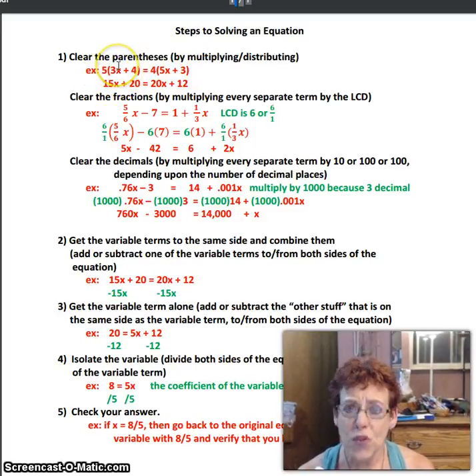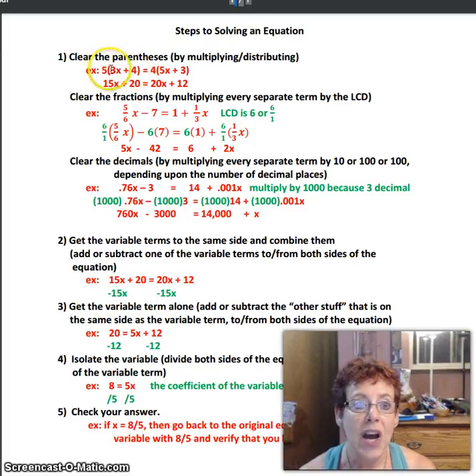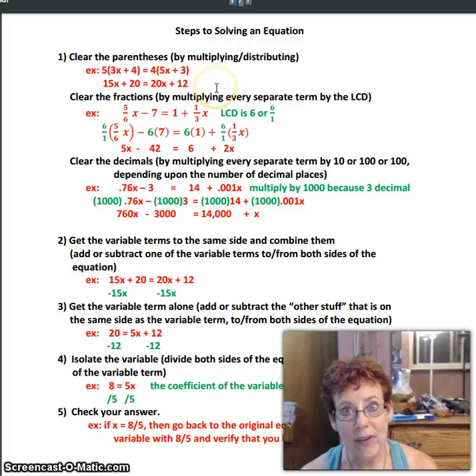Remember, we only distribute if there is a binomial or trinomial, a polynomial, separated by a plus or a minus sign. If this was 5 times 3x, we would not distribute the 5 to the 3 and the 5 to the x. We only distribute when there exists a plus or minus sign. So here's that example. The other thing that you want to clear out is fractions.